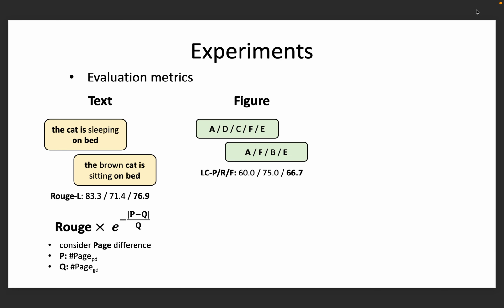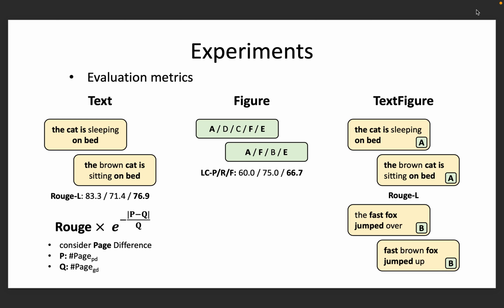For figure only, we consider the longest common subsequence and calculate the typical precision, recall, and F1 score as the similarity of figure distribution. And for the important text figure, we consider the mean ROUGE score of text that has the same figure between ground truth and our generated. If the figure is in the ground truth but is not in the generated one, the score for that figure will be 0. In this way, we can encourage the right figure to be put with related text by these metrics.